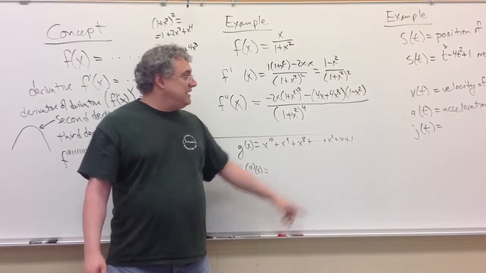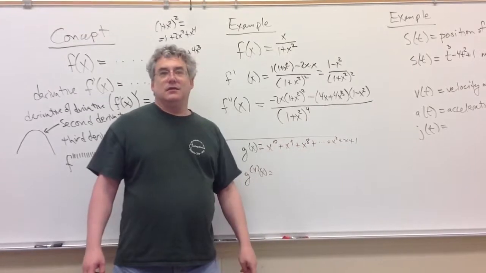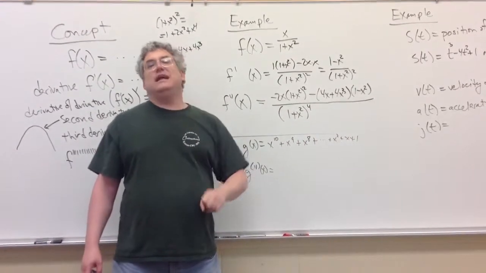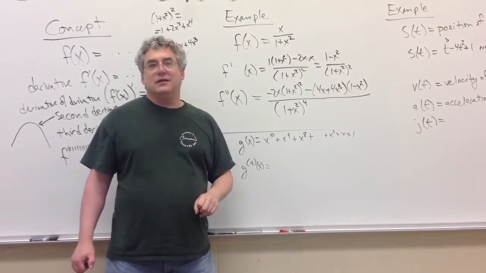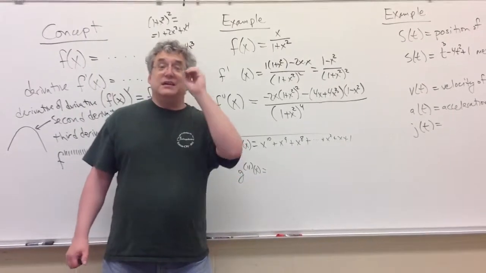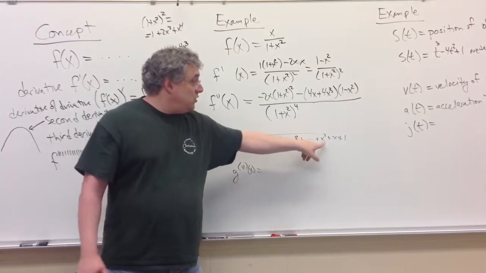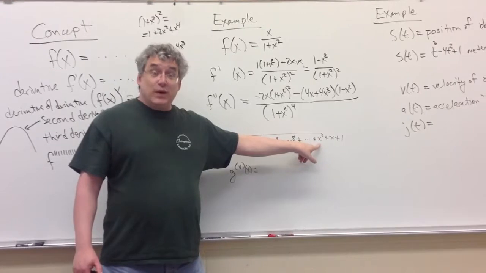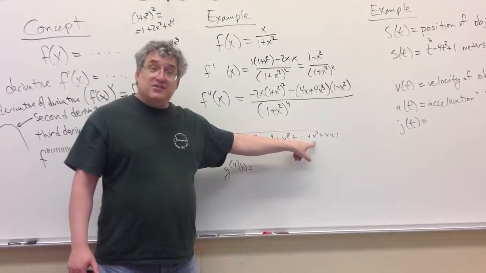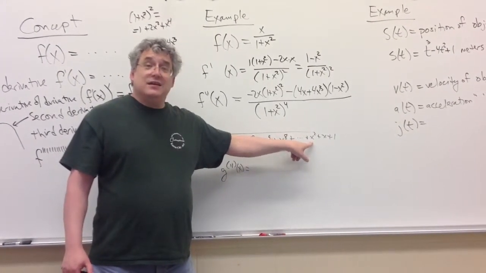Well, what happens when you take the derivative of x? What do you get? 1. It's constant. What if you take the derivative again? If you take the derivative of 1, you're going to get 0. What about x squared? Take its derivative, you get 2x. Take the derivative again, you get 2. It's constant, so you get 0.